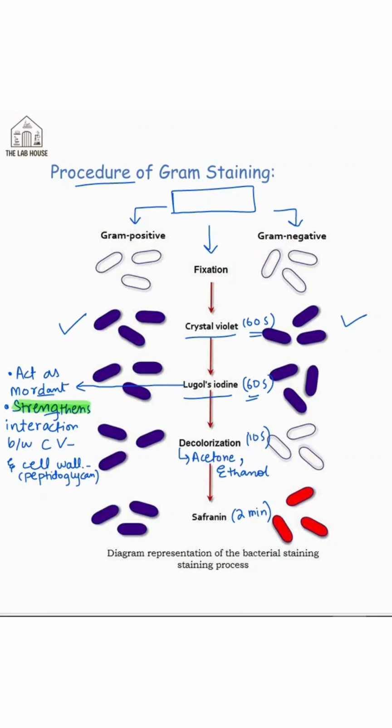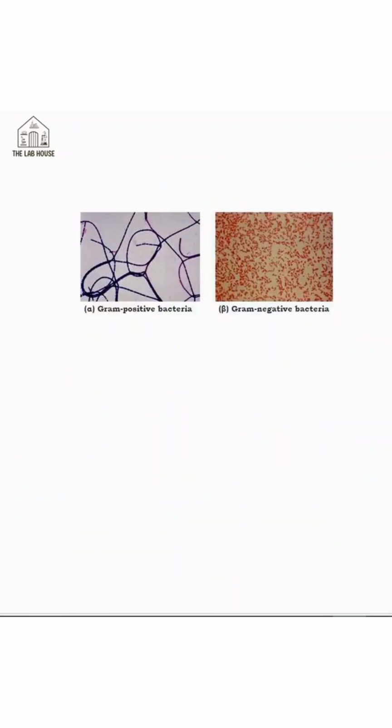As we know, the cell wall contains peptidoglycan, and when we add the decolorizer, the Gram-positive cell wall will not lose the crystal violet stain because of the thick peptidoglycan layer, while the Gram-negative will lose the crystal violet stain because of the thin peptidoglycan layer. So by adding the counter stain, safranin, the Gram-negative will appear red. It takes up the counter stain while the Gram-positive remains purple. As you can see, the Gram-positive appear purple while the Gram-negative appear red with the help of Gram staining.